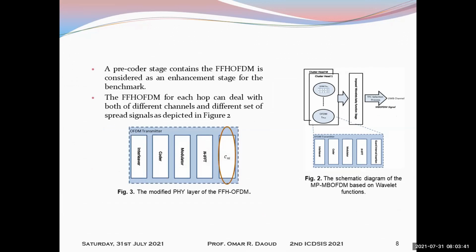As I said before, the physical layer will be modified by imposing a precoder stage containing the fast frequency hopping, which is considered as an enhancement stage for our previous benchmark that has been shown in the references of this work. The fast frequency hopping for each hop can deal with both different channels and different sets of spread signals, as depicted in figure 2.